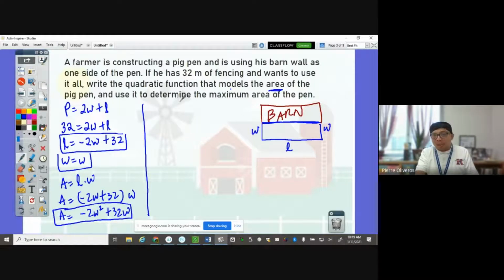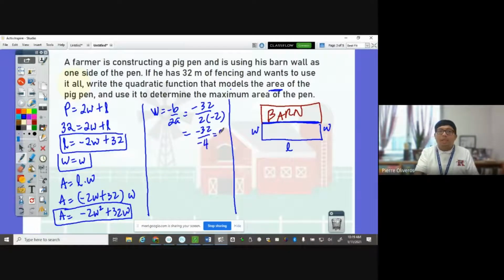Since we're trying to find the maximum area of the pen, we're going to apply the formula for the axis of symmetry, which is not x, it will be W because we're solving for W here: negative b over 2a. In this case, negative b is negative 32, over 2 times negative 2. That will give us negative 32 over negative 4, which gives us 8 meters for W. So W is 8 meters.